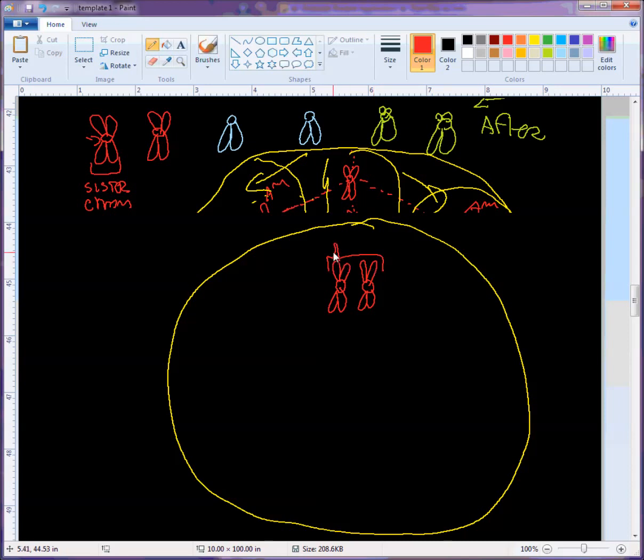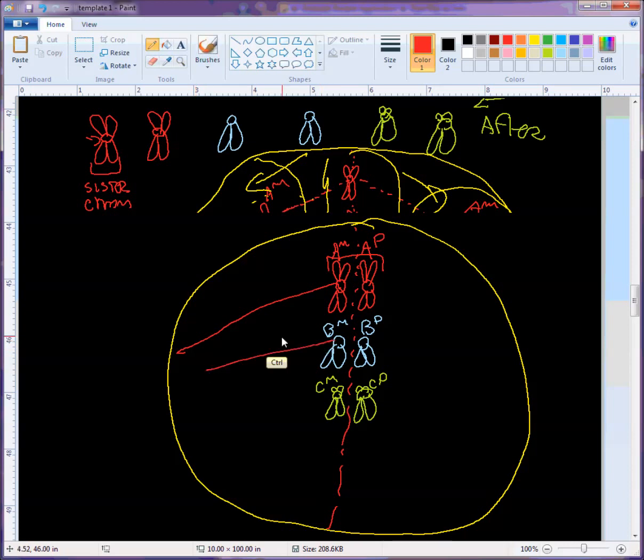So here we have A from mom and A from dad. And here we have, let's say, B from mom, B from dad, and C from mom and C from dad. And I'll just draw the metaphase plate here. And the microtubules attached here. Well, no, I won't do that.